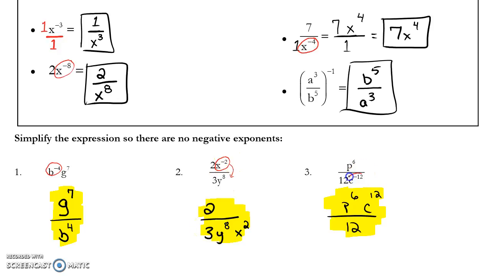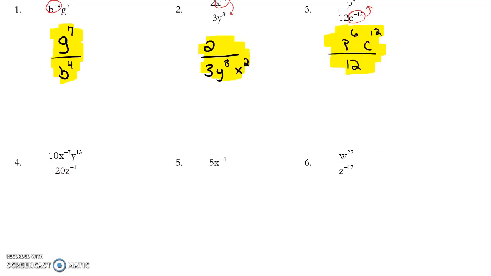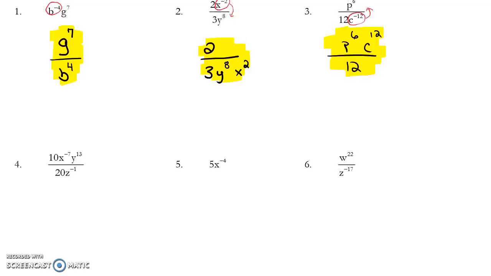3 is a similar idea. The negative 12 exponent applies only to the c. That gets moved to my numerator. P to the 6th and 12 stay where they were. Now, go ahead and try numbers 4 through 6. So unpause and try these last 3 problems, please.